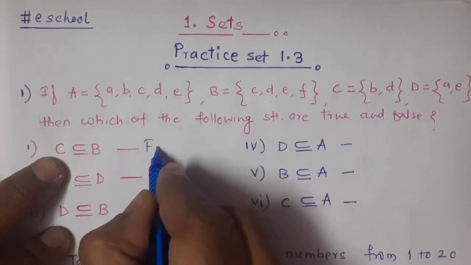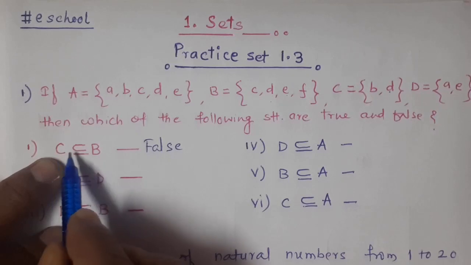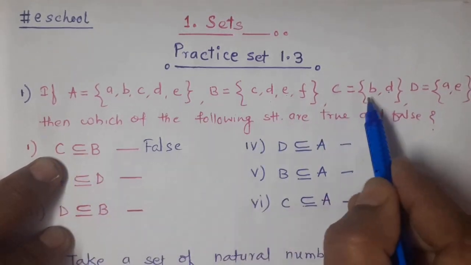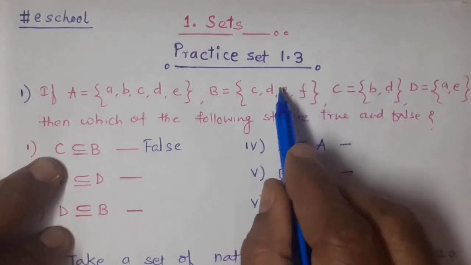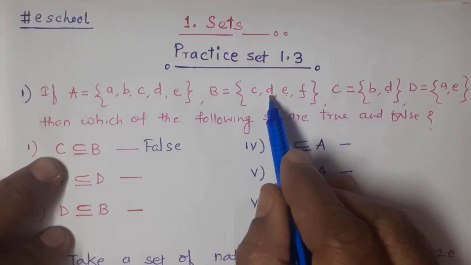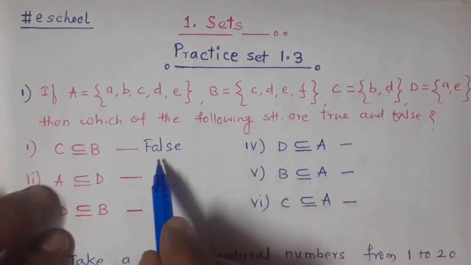It is a false statement. When we say that C is a subset of B, all elements of C should be present in B, but in B only the D element is present, B is not present. That's why this statement is false.